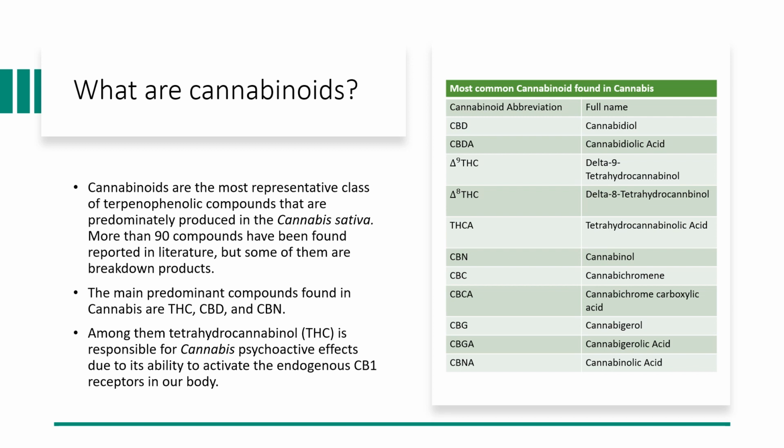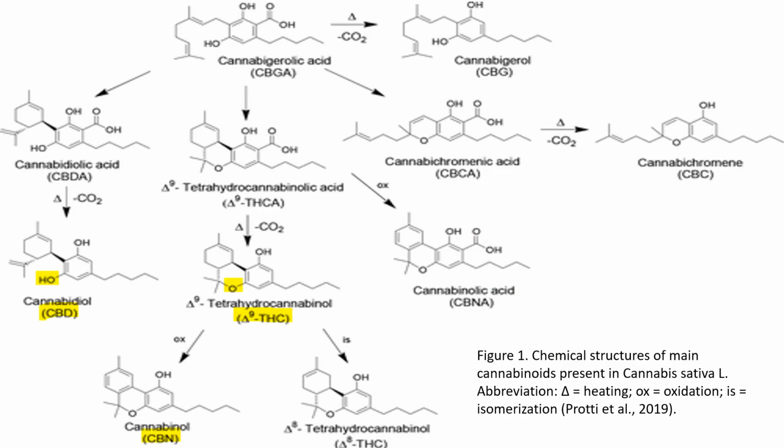How it's able to do that is due to its ability to bind to the CB1 receptors in our body. When it binds to the CB1 receptor, it causes release of dopamine. This picture basically shows how most of these compounds are breakdowns of others. The three I have highlighted here are the ones that I studied, which were CBD, delta-9 THC, and CBN.